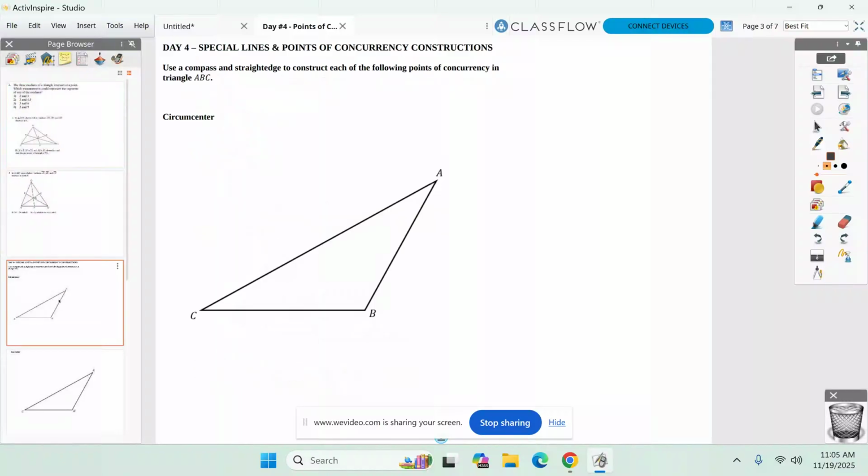All right, first up is the circumcenter. How can I use constructions to find the circumcenter in this triangle? Well, first, I need your help, right? I'm not going to teach you. I need your help. Talk to me about circumcenter right now.